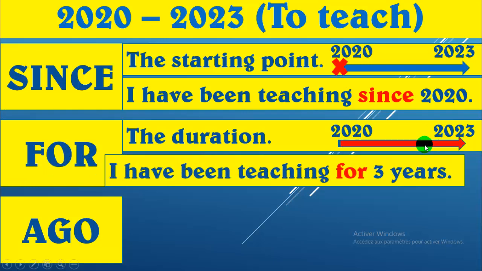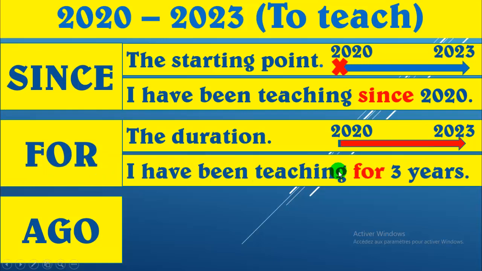So, I have been teaching for 3 years, pendant 3 ans. Depuis 2020, pendant 3 ans. I have been teaching since 2020. I have been teaching for 3 years. Depuis, pendant. Début, durée.